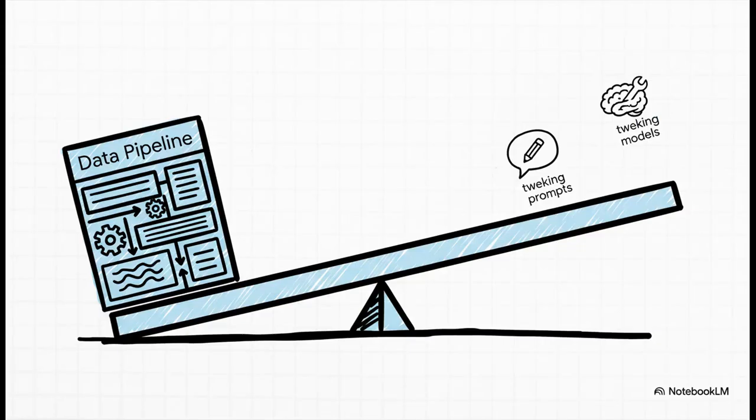Look, if there's one thing you take away from all this, let it be this. Building a robust, automated, and idempotent ingestion pipeline is the single highest leverage thing you can do to improve your RAG system's performance. It delivers so much more value than just endlessly tweaking models or prompts.